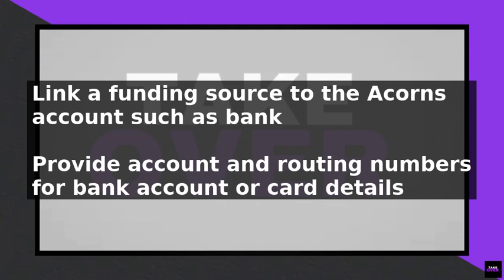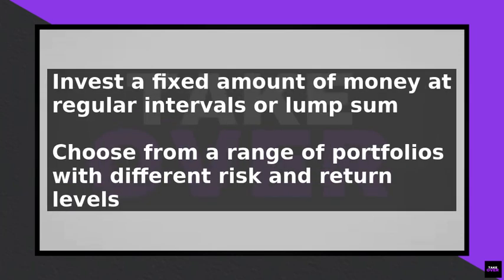The key concept to understand when investing with Acorns is diversification. This means spreading your investments across different asset classes, such as stocks, bonds, and real estate, to minimize risk and maximize returns. Acorns offers a range of portfolios to choose from, each with a different level of risk and potential return. To get the most out of your Acorns investment, it is essential to have a long-term perspective and to be consistent with your investments.